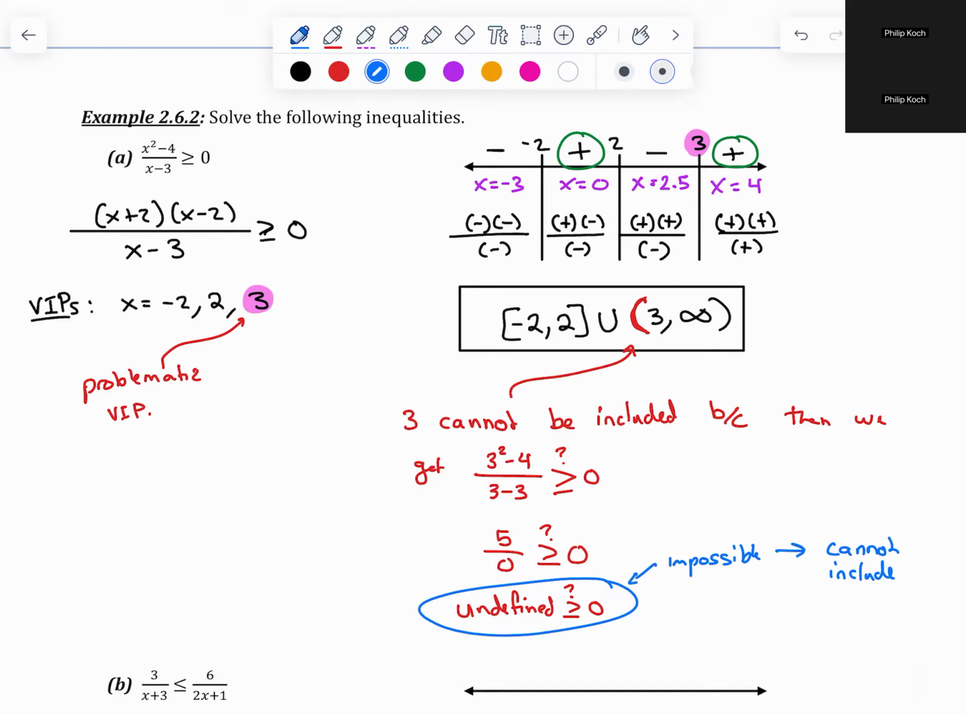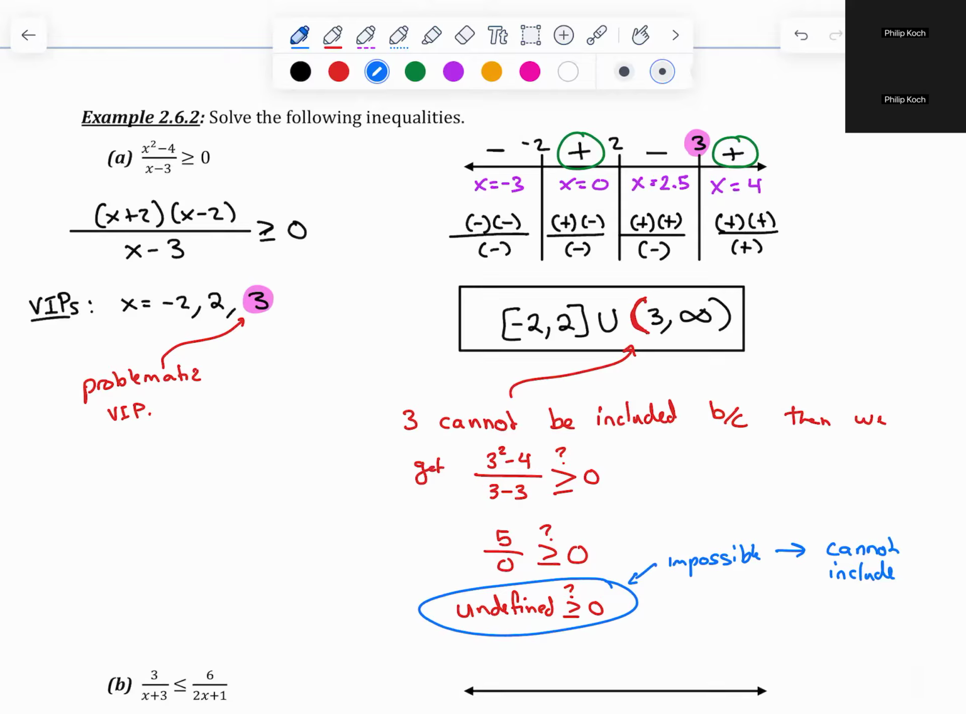Okay. And so this brings up another good point. You only really have to worry about this scenario when you're dealing with non-strict inequalities, because in non-strict inequalities, you have to worry about whether or not you can include an endpoint.